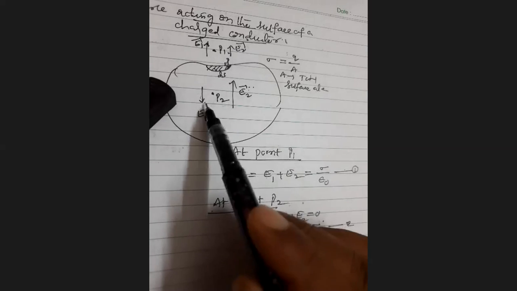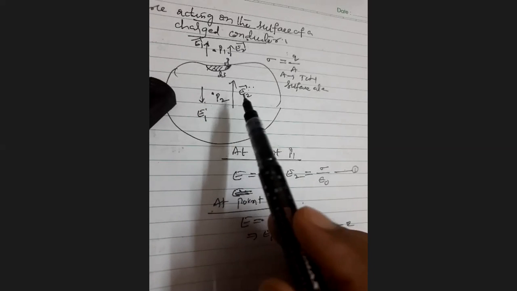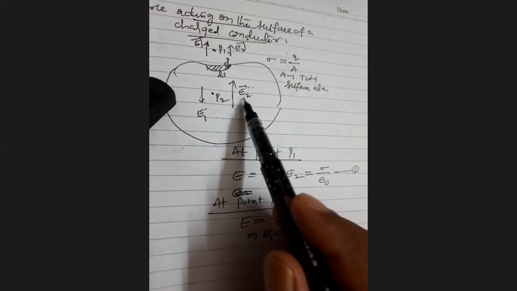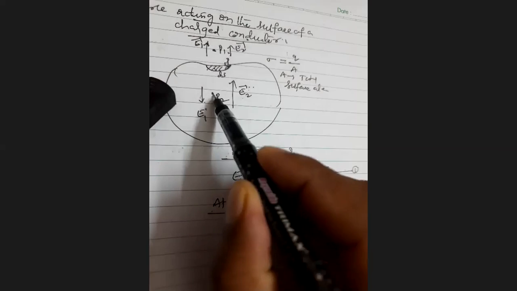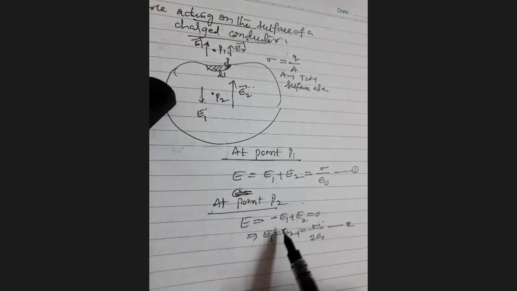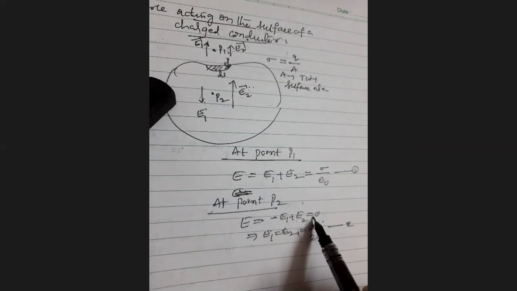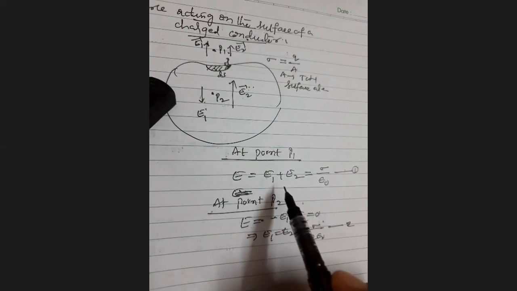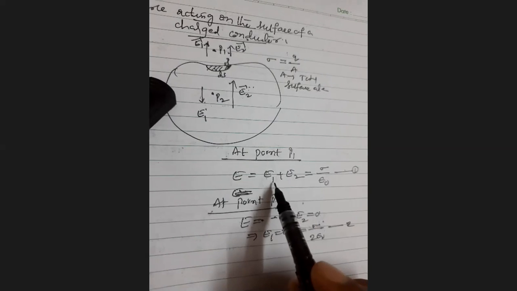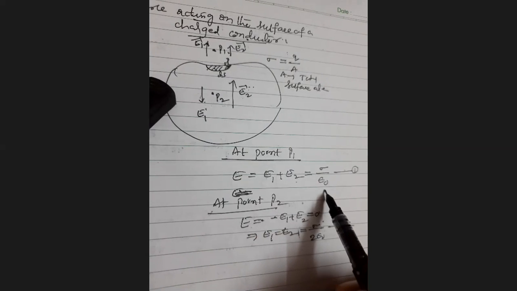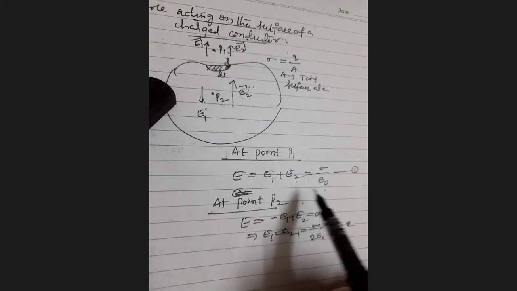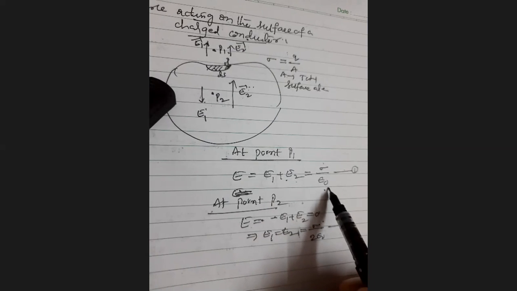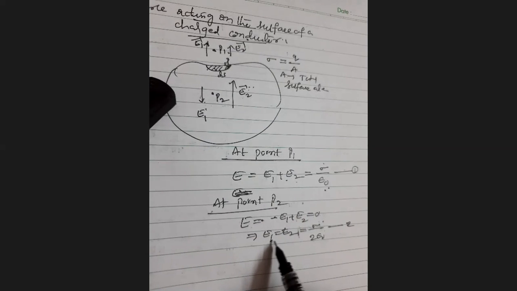So here E1 bar, E2 bar are in the opposite direction, but E2 is greater than E1. Therefore, the resultant electric field strength at the point P2 we are writing as minus E1 plus E2 equals 0, because there is no field inside the charged conductor. But we have the equation 1, E1 plus E2 equals sigma by epsilon naught, right? So then 2E1 equals sigma by epsilon naught. Therefore, E1 equals E2 equals sigma by 2 epsilon naught.